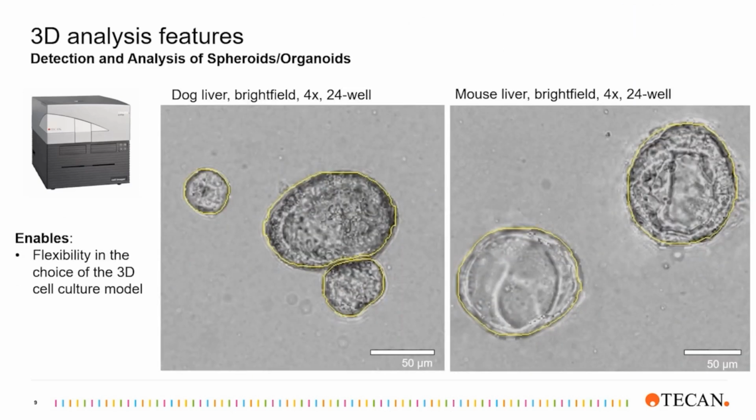Now let me show you a couple of examples showcasing the segmentation performance of the AI algorithm. On the left side, you see an image of dog liver organoids, and on the right side, mouse liver organoids. As you can appreciate, the algorithm can detect objects that differ in size, are positioned close to each other, or are different in contrast.